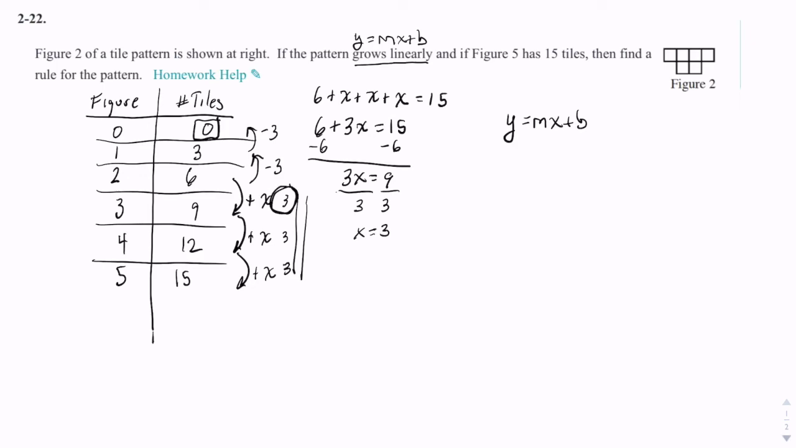is the slope. So I could write the equation, the slope is 3, and the b is 0 plus 0. So the equation is just y equals 3x, right? So the rule for the pattern is y equals 3x. We don't write the plus 0.